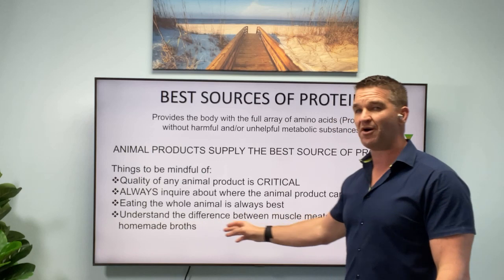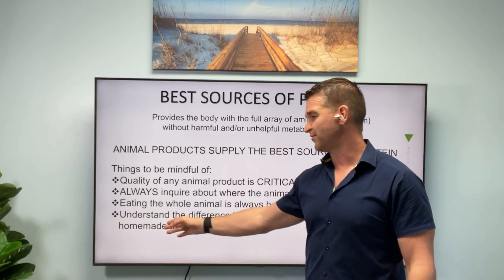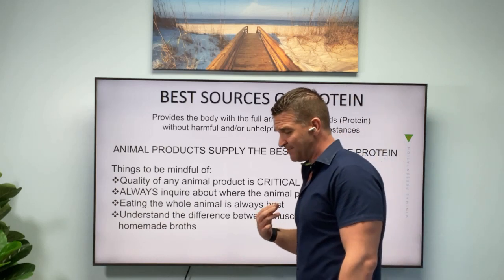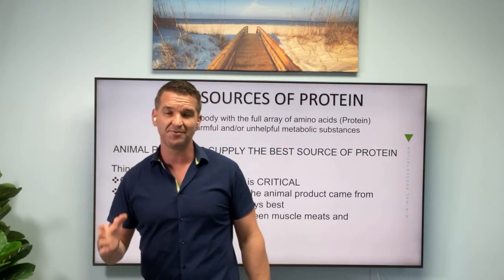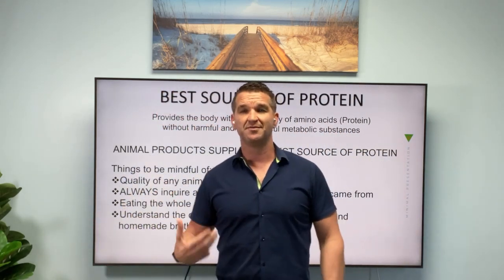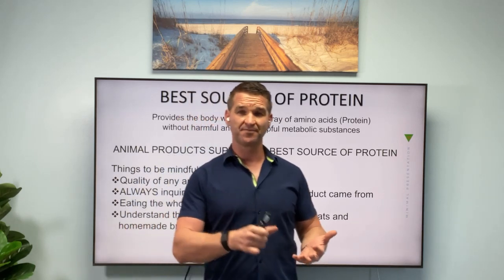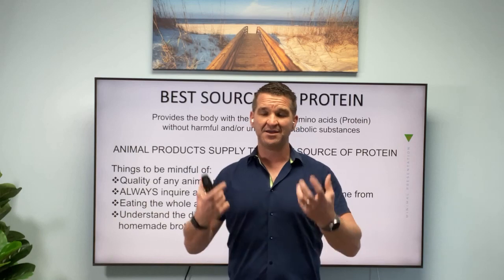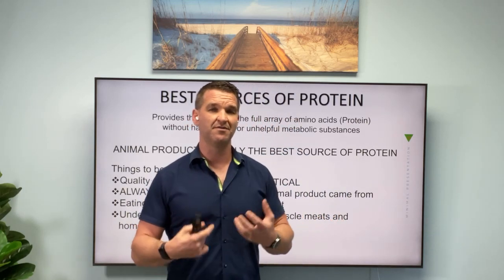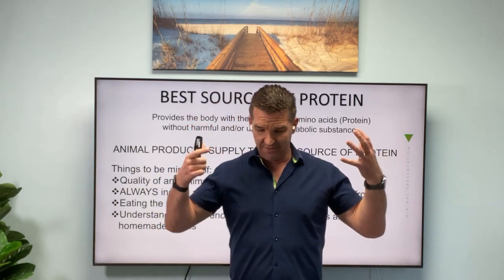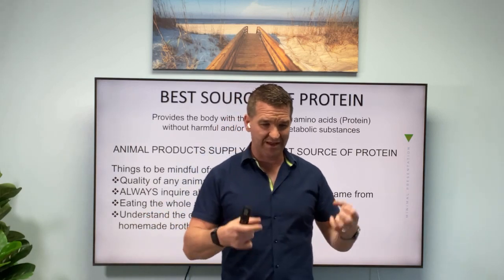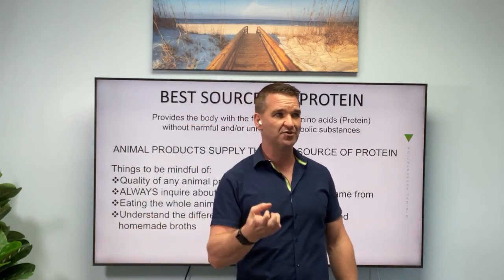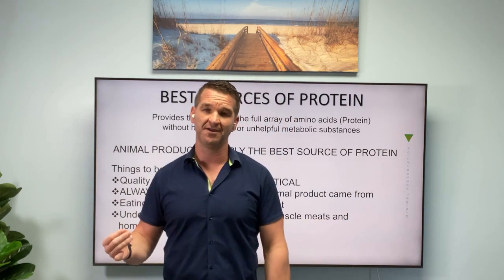And then this is the other big part of what I share in this chapter: understanding the difference between muscle meats and homemade broths. It's important to understand that 50% of the protein that comes from an animal comes from its connective tissue, bones especially, cartilage, etc. That protein, those amino acids from bones, I refer to as liquid gold, because that protein is designed for repair and recovery.